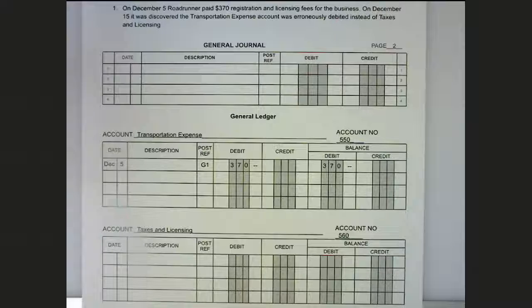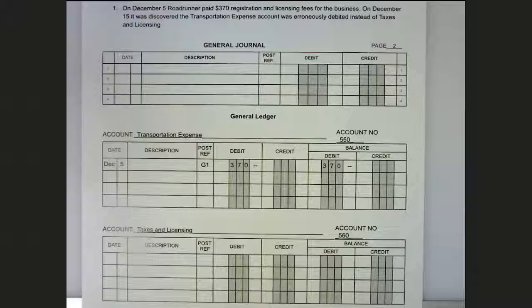What was wrong with that? Where was the error, according to what you see up here? The transportation expense account was improperly used. Yes. Was the cash and bank account improperly used? No. So the cash and bank is good, right? So we don't have to touch the cash and bank. All we have to do is undo the transportation expense. So how are we going to undo the transportation expense? If it was already debited for $370, how do we get rid of that? What do we need to do? Alex? Credit it, absolutely. Credit it.